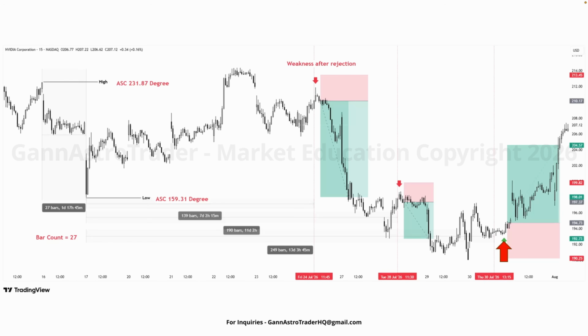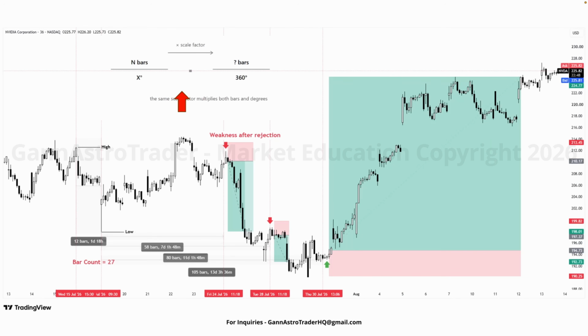So what are we actually doing mathematically? At its core, this method is based on a proportional relationship between market time and angular movement. We begin with an observed market swing, measure how many bars it took, and then measure how many degrees the ascendant moved during that same interval. From those two measurements, we can scale the relationship to a complete 360-degree rotation and obtain a larger time cycle reference. Think of it as angular scaling.